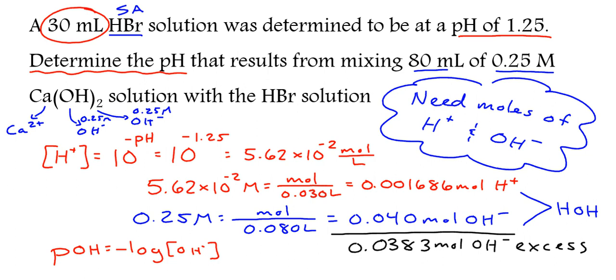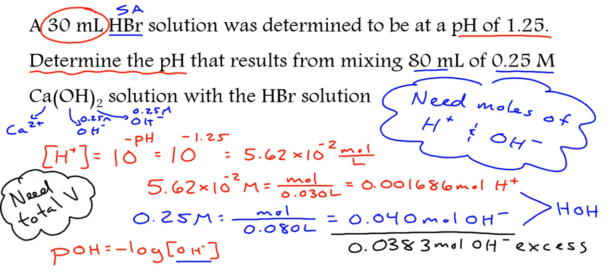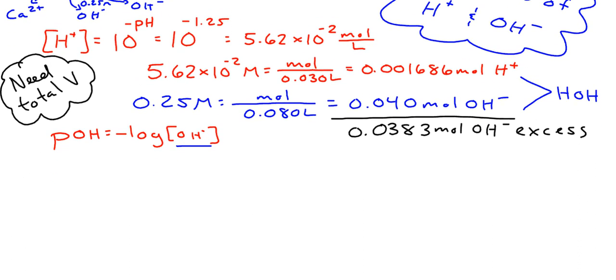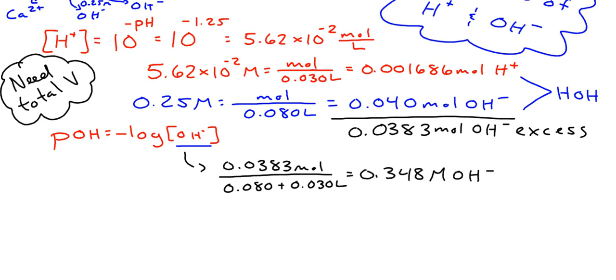So when you look at it then, you need to think about this. This is concentration. So if you rush this too quickly, you're going to make a mistake. Concentration is always moles per liter. So the second part of all mixtures is that you need to utilize the total volume to go back to your molarity. So let's scroll down and finish this up. I have 30 milliliters and 80 milliliters. So I have 110 milliliters of solution. So I need to take that all into account. So I have 0.348 molar OH minus.